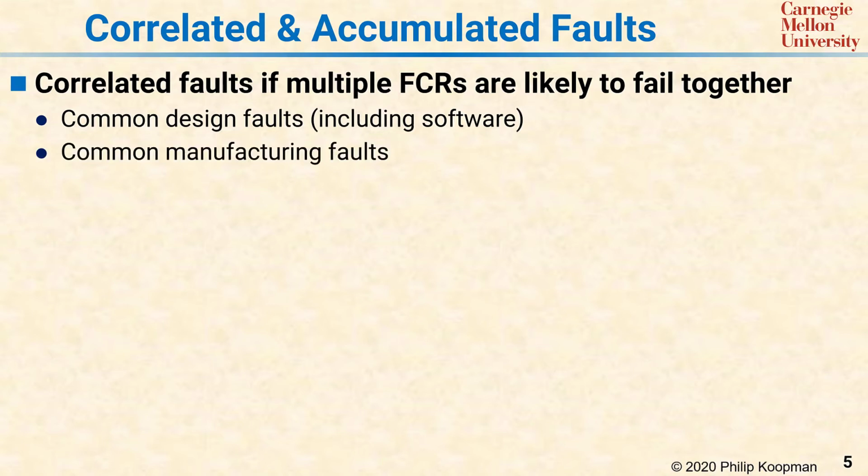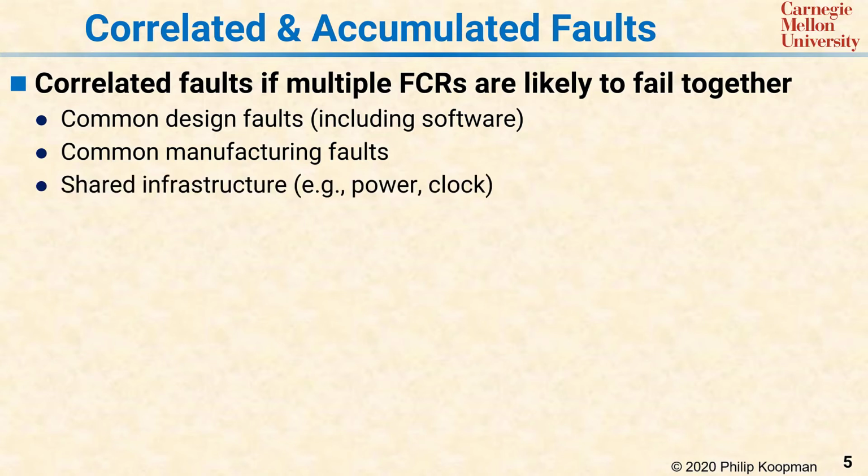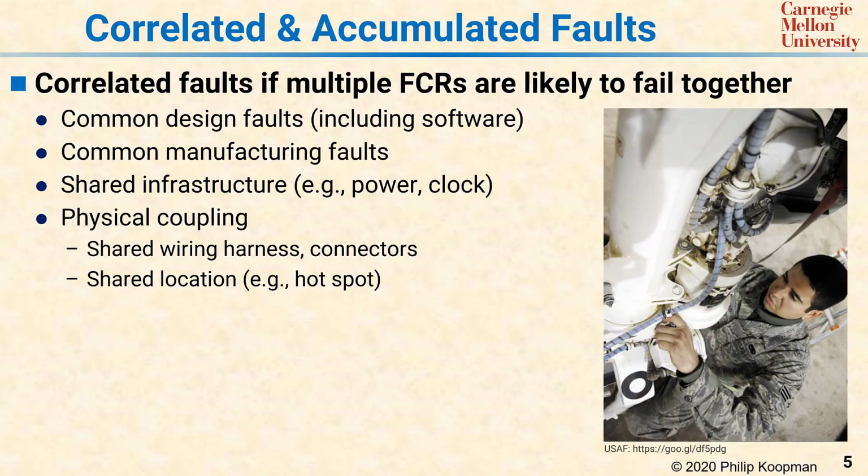You could have common manufacturing faults, such as improperly designed or out-of-spec components. You could have shared infrastructure, such as a shared power supply or a shared clock signal. You can also have physical coupling. For example, you could have two supposedly redundant wires that run through the same wiring harness and are subject to the same failures, such as a loose connector or the two wires shorting together with each other. Or you could have a shared location that gets thermally overloaded or for other reasons causes a correlated failure.